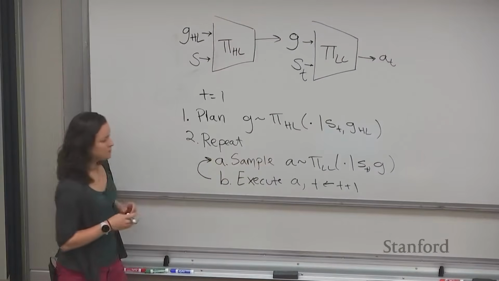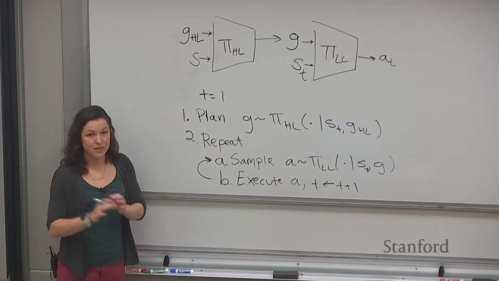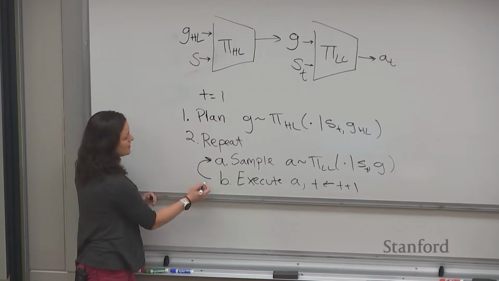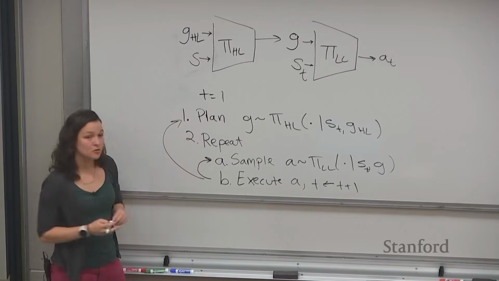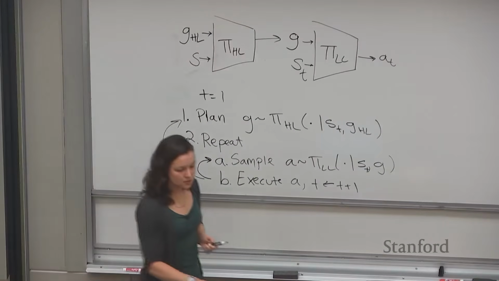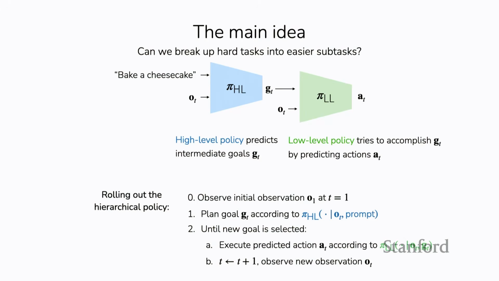repeating this process. And then at some point, and we'll talk a little bit about how we decide when to get a new goal, when we have decided that we're either done with the goal or enough time has passed, then we'll move back to step 1 to replan a new goal based off of the latest state. Yeah, so let's walk through this and then I'll get to your question in a minute. So there's some initial state or observation, and we plan a new goal. Until a new goal is selected, we're going to execute a predicted action according to our low-level policy based off of that predicted goal, and then we'll observe a new observation.